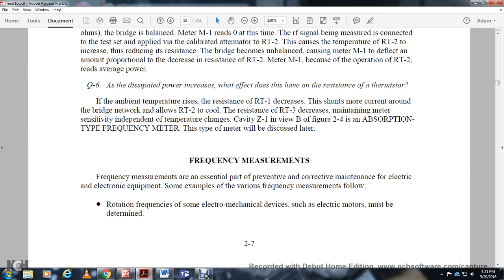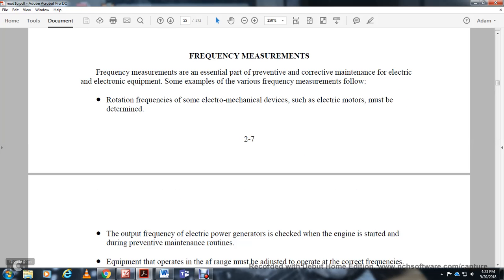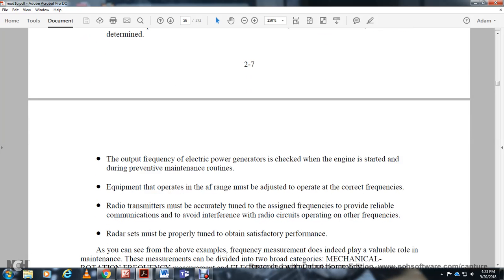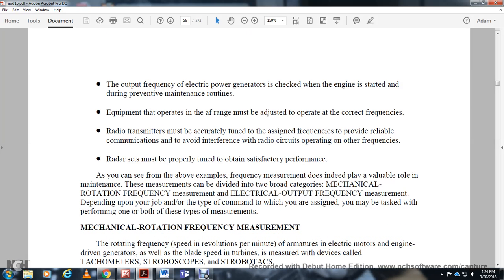Frequency measurement. Frequency measurements are essential for preventive and corrective maintenance of electrical and electronic equipment. Some examples of various frequency measurements: the rotational frequency of electromechanical devices such as electrical motors must be determined. The output frequency of electrical power generated must be checked for repair and maintenance of the equipment. The operator of an audio frequency range must be adjusted to operate with the current frequency. A radio transmitter must be accurately tuned to the assigned frequency to provide reliable communication and avoid interfering with other radio circuits operating on other frequencies. The radio set must be properly tuned to obtain satisfactory performance.